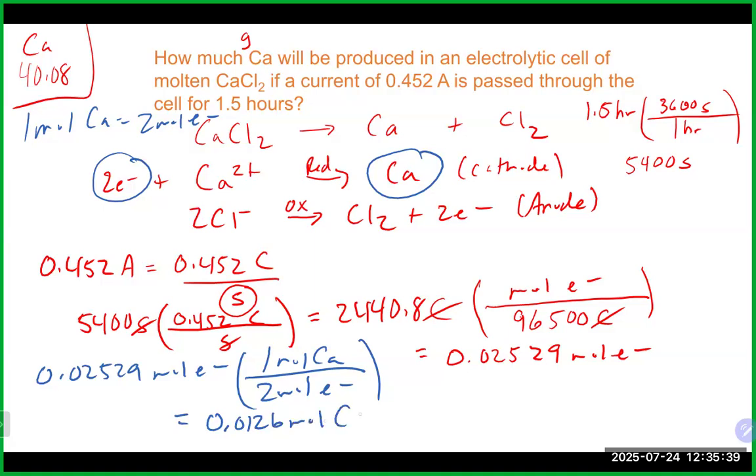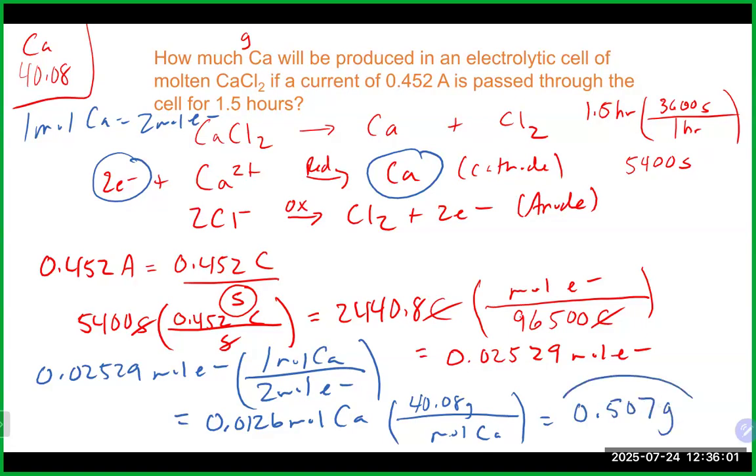And that's going to get us here, divided by 2, 0.0126 moles of calcium. Since we're looking for grams, we now can use the molar mass from the periodic table for calcium, 40.08 grams per mole. And that gets us approximately 0.507 grams of calcium produced. So if you ran this cell for about 1.5 hours, you should get out about 0.5 grams of calcium. Any questions on that there?